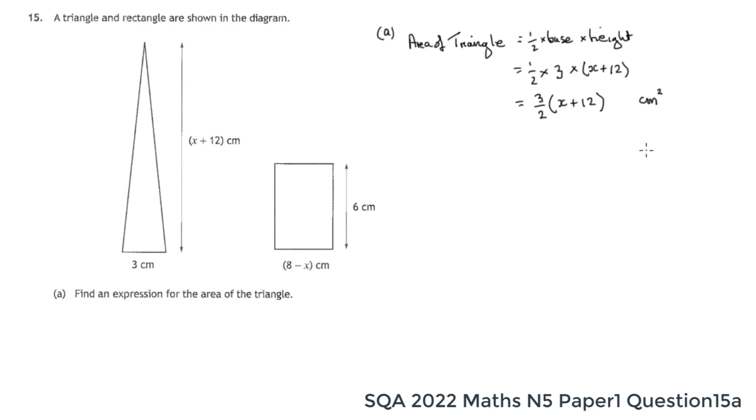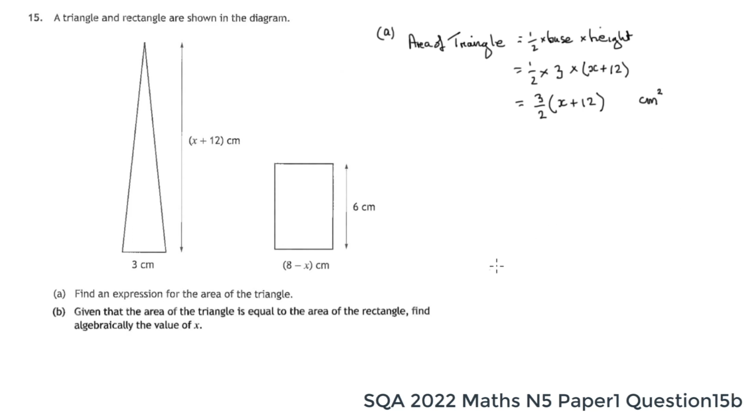So there's part A. Let's move on to part B. We're told that the area of this triangle is equal to the area of the rectangle, and we have to find algebraically the value of the variable x. So part B involves, first of all, finding the area of the rectangle. And again, we've got a good old formula that we're familiar with. It's length times breadth.